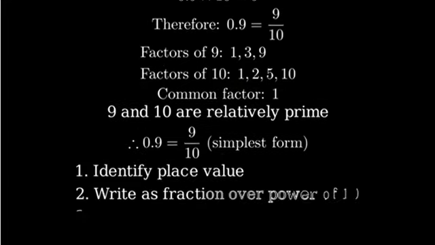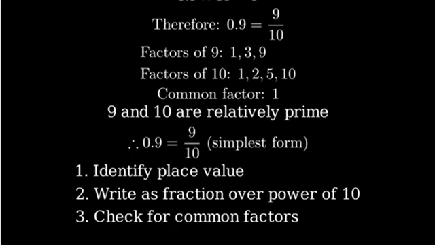Remember the steps. First, identify the place value. Then, write the number as a fraction over the appropriate power of 10. Finally, check if the fraction can be simplified by finding common factors.